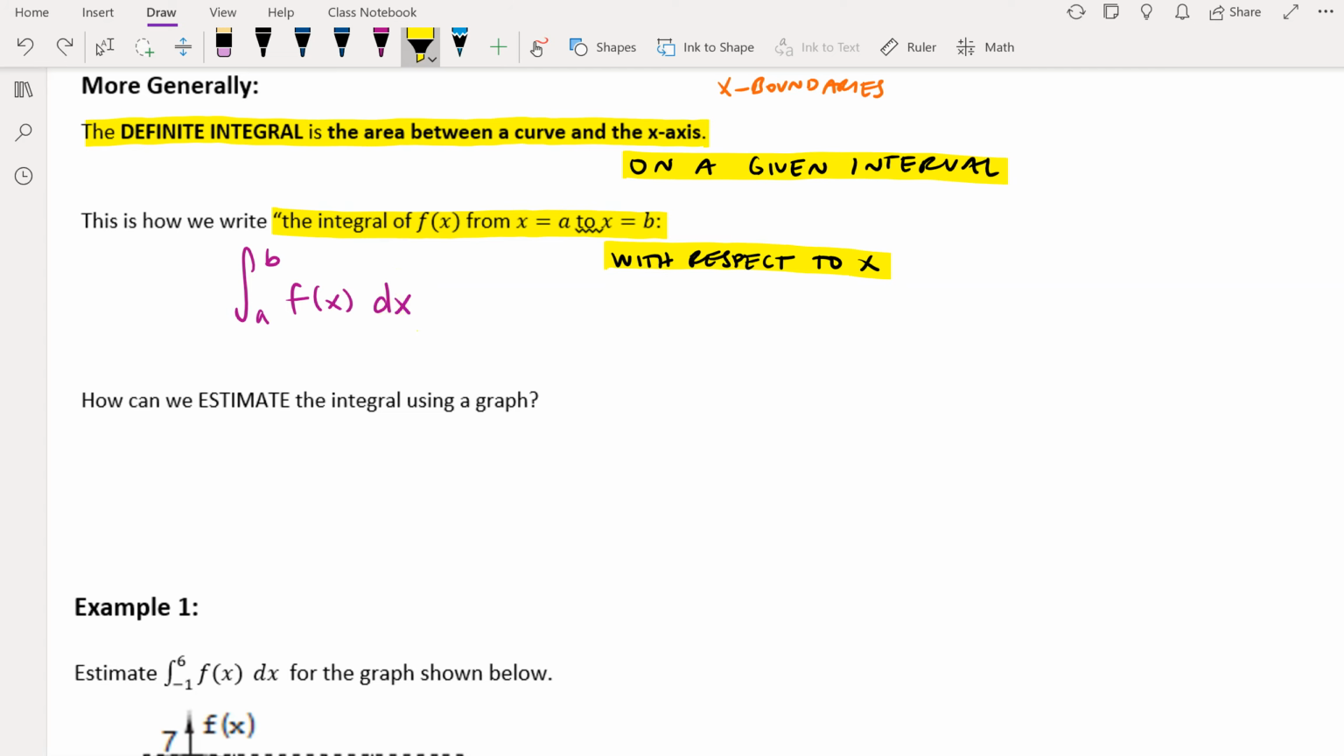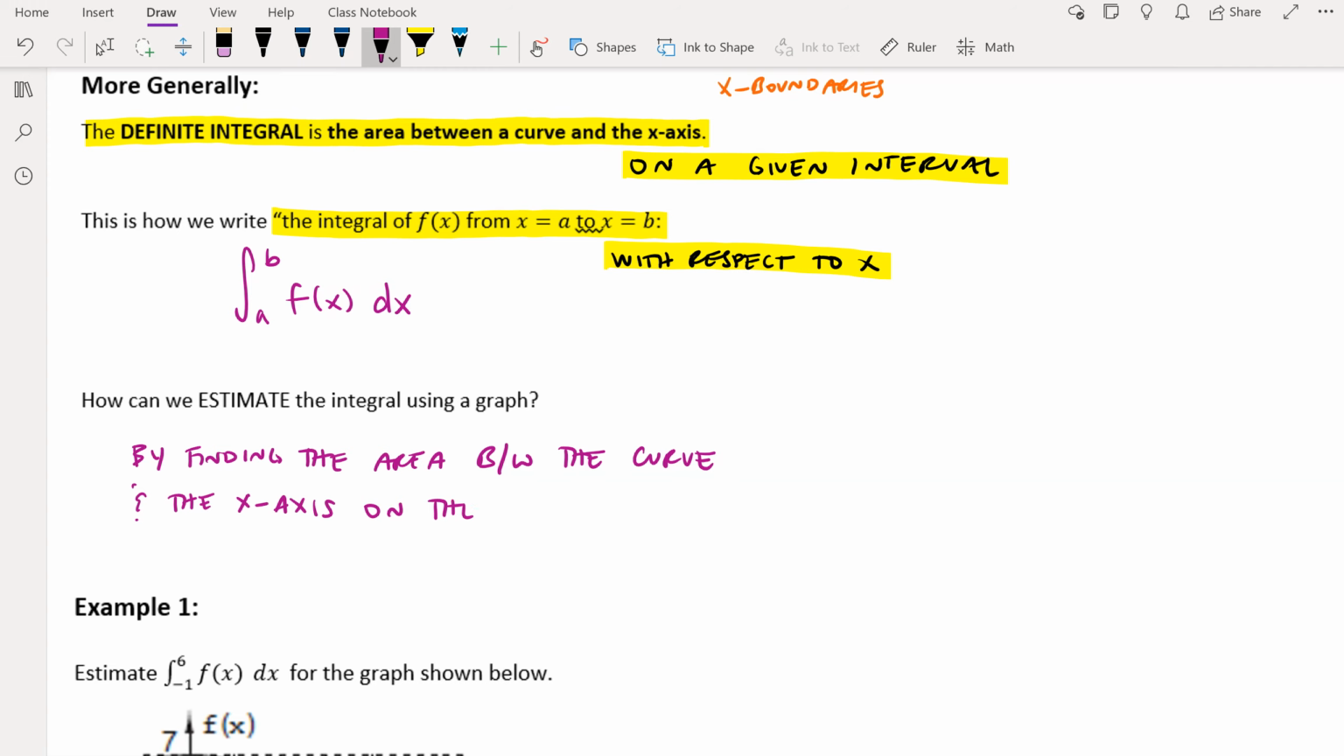Okay. How can we estimate the integral using a graph? This is really important. It's what we did in the do now. How can we estimate the integral using a graph? By finding the area between the curve or the function line and the x-axis. It's the definition. We're just rewriting the definition. On the given interval, or for the given interval.